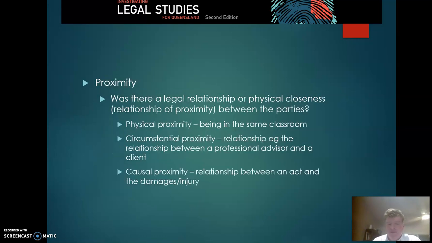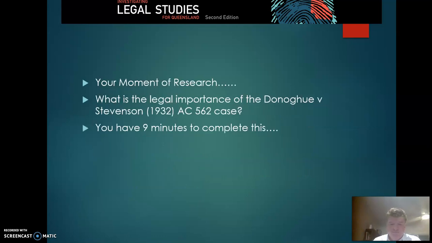And proximity. Is there a closeness? Is there a physical proximity, for example, being in the same classroom together? Is there a circumstantial proximity, to people doing things together? Maybe a professional advisor, you go and see the doctor, so there's a circumstantial proximity there. Or is there a relationship between the act and an outcome? For example, you're mowing the lawn and a rock shoots out and damages the car parked on the front of the road.